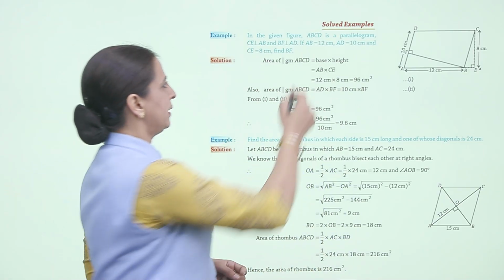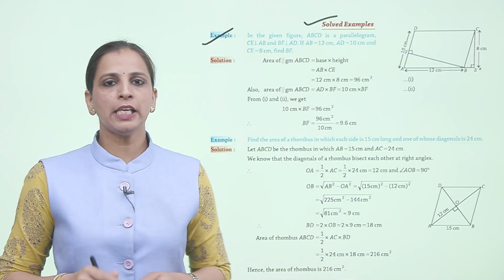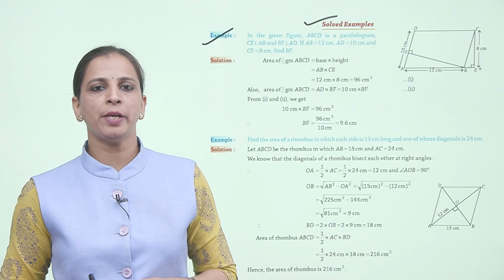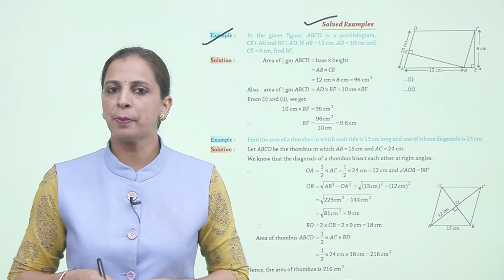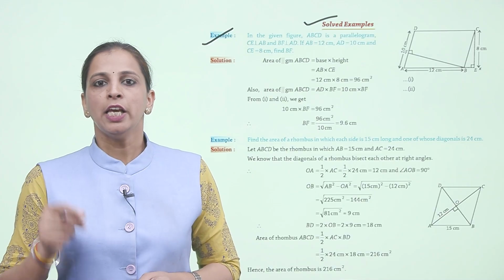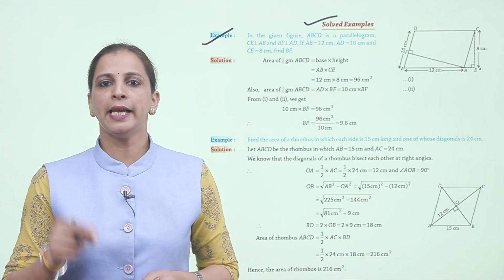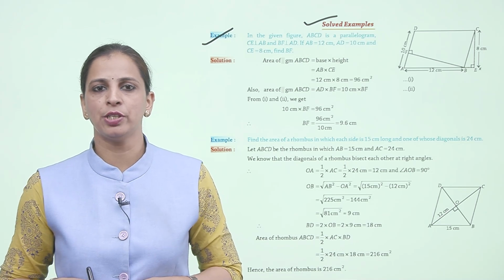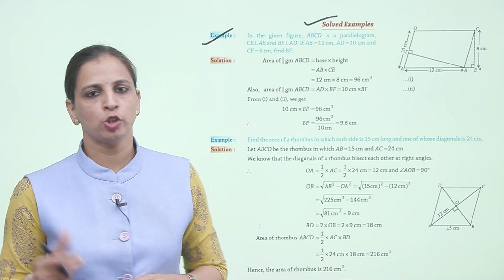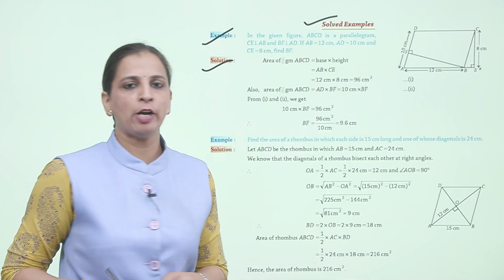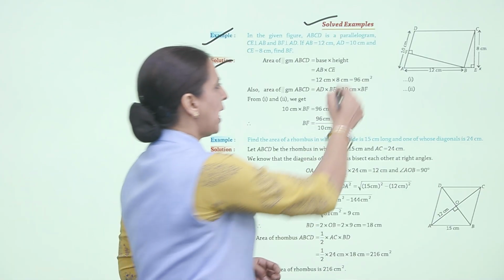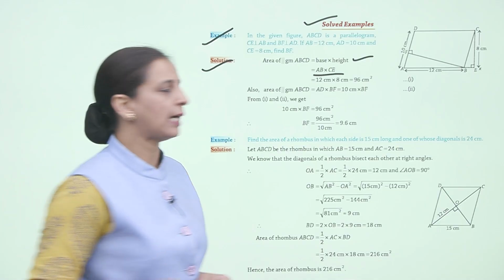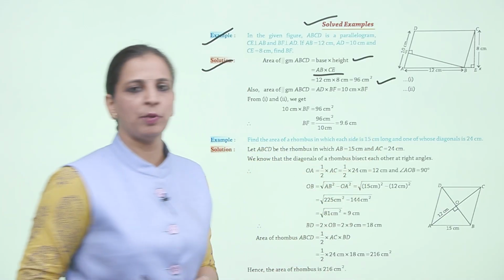Now examples करते हैं. In the given figure, ABCD is a parallelogram. CE is perpendicular to AB and BF is perpendicular to AD. If AB is 12 cm, AD is 10 cm and CE is equals to 8 cm, find BF. Solution करते हैं. Area of parallelogram ABCD is base into height, that is AB into CE, that is 12 cm into 8 cm, that is equals to 96 cm square.